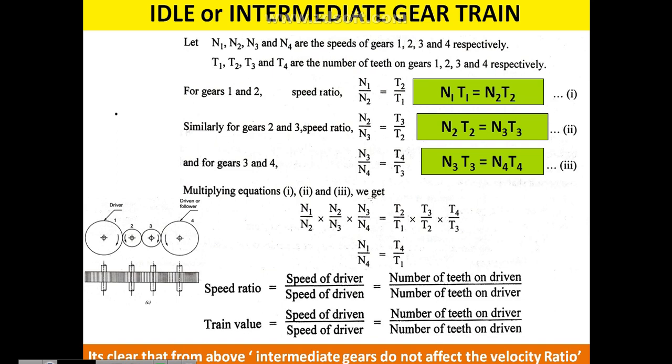So you do the cross multiplication, keeping all the speeds on one side and the number of teeth on the other side. Finally you get N1 by N4 is T4 by T1. That is, speed of the driver by speed of the driven is equal to number of teeth on the driven divided by number of teeth on the driver. Coming to the train value, it is the reciprocal: speed of the driven by speed of the driver is nothing but number of teeth on the driver divided by number of teeth on the driven.